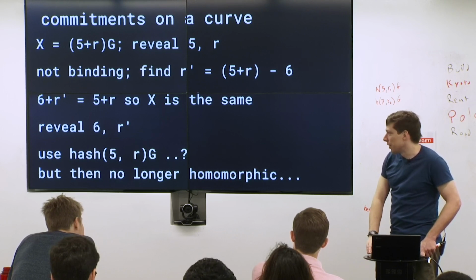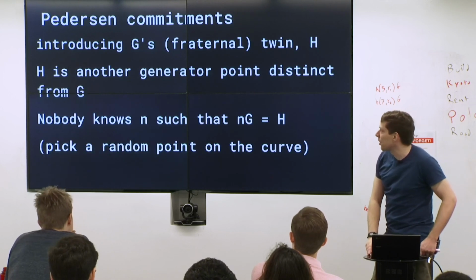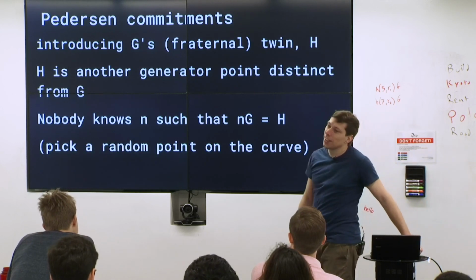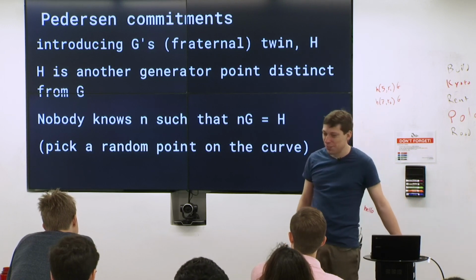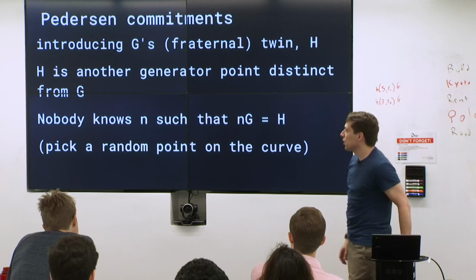Yeah, then the way you actually do it is totally non-obvious. And introducing G's fraternal twin, H. You make another point on the curve, and you just call it H, which is the letter after G.